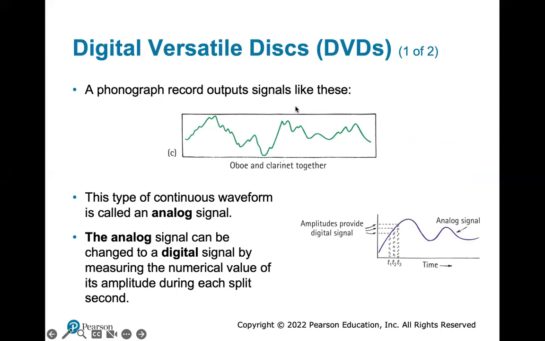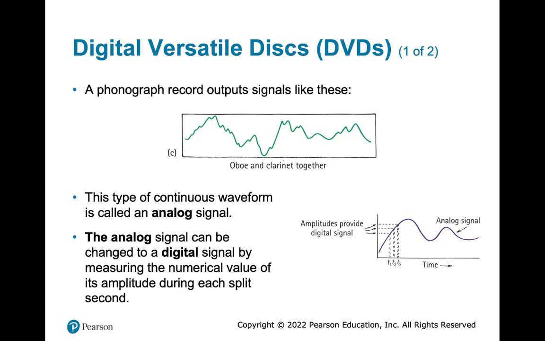Digital versatile discs, DVDs. A phonograph record outputs signals like these. It's called an analog signal. The oboe and the clarinet together, we saw that on the previous slide. This type of continuous waveform is called an analog signal.